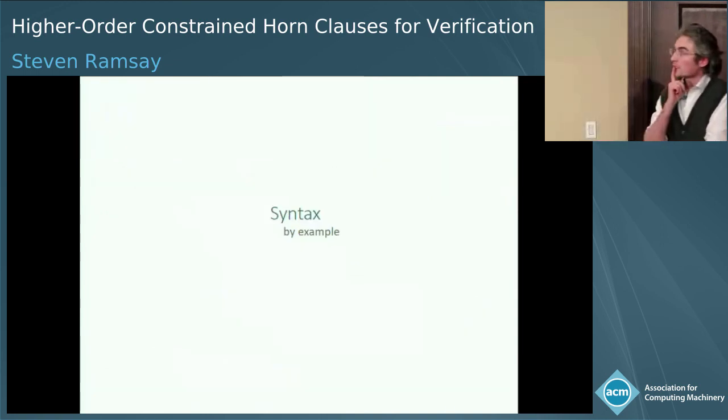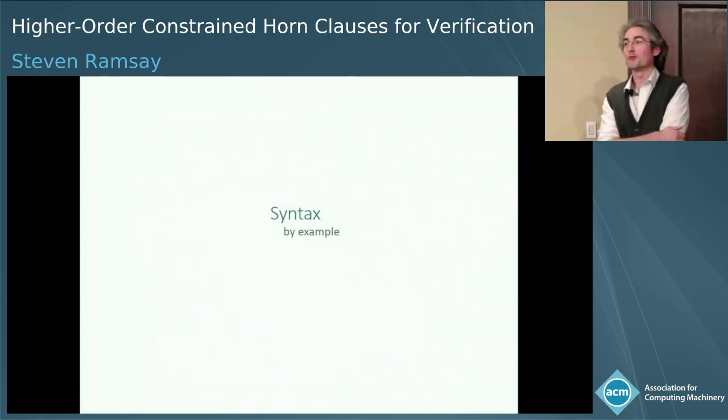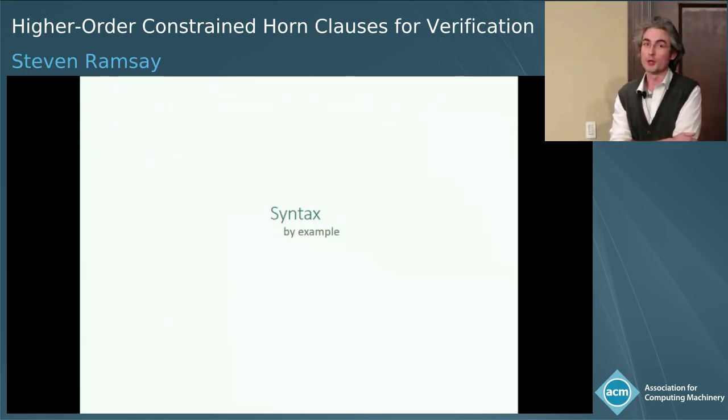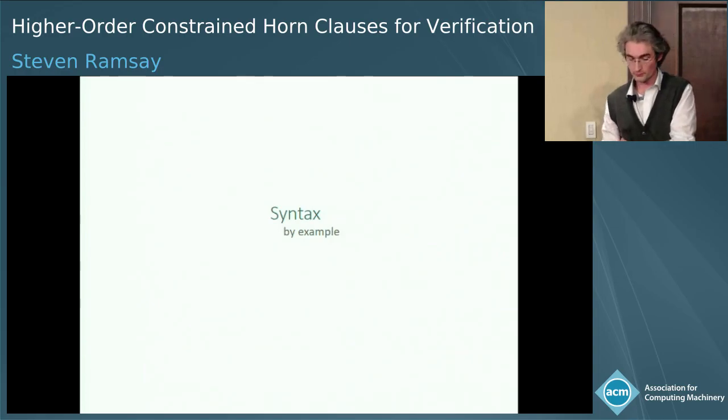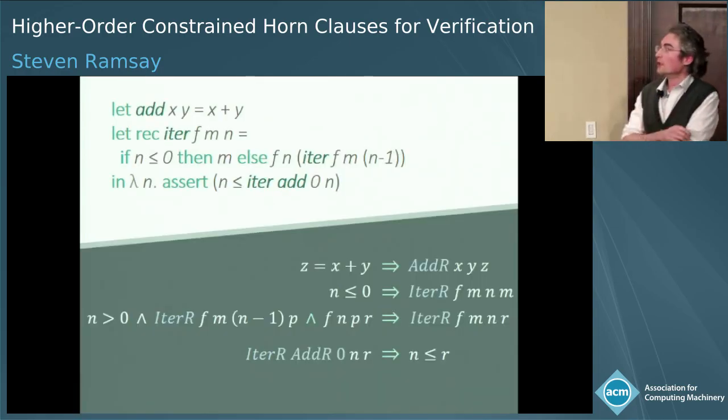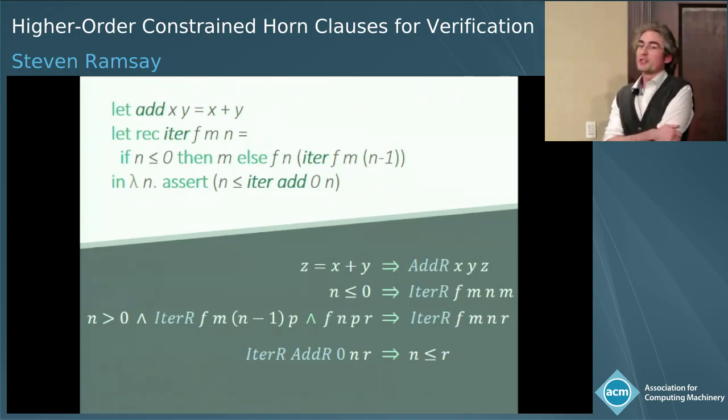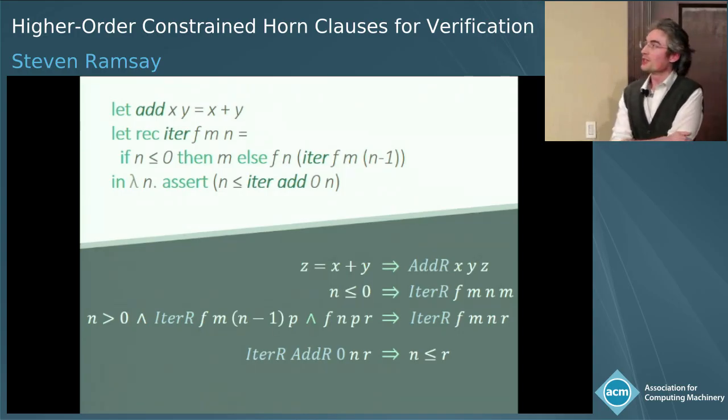Let's look at what these things look like with an example and hopefully see how they're related to higher-order program verification. In the top left, you can see a functional program. It defines two functions, add and iter. Iter takes a binary function on integers as its first argument, and it iterates it over the other two. Then in the end, the program asserts something about their combination.